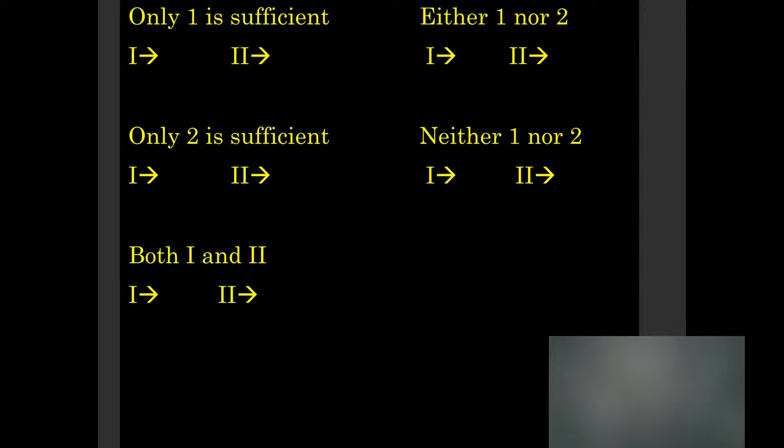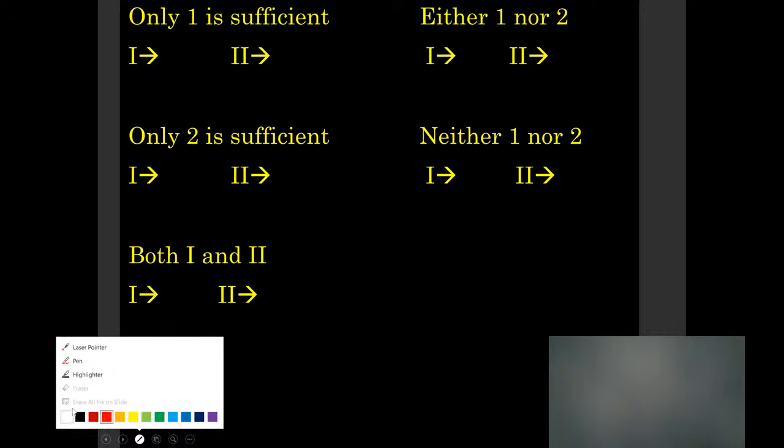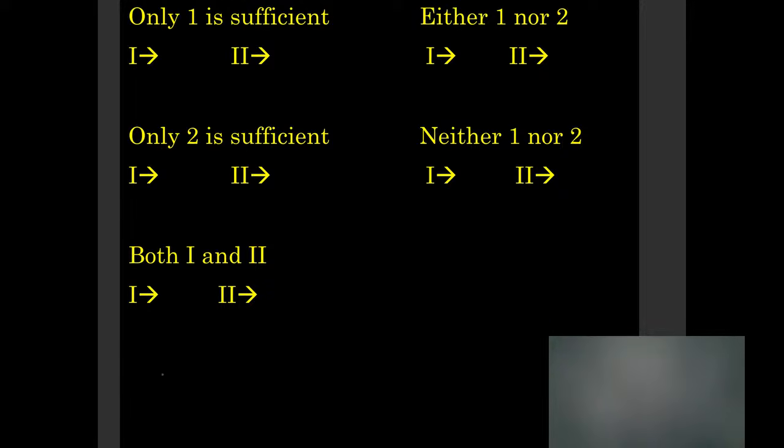Okay, so only one alone is sufficient. We should choose that when, first, if you observe, only one alone is sufficient means suppose from the first statement we are getting the answer, from the second statement we are not getting the answer. In this scenario, we should be selecting only one is sufficient as our answer. Next, only two is sufficient. From one we are not getting the answer, from two we are getting the answer. In that scenario, we should be taking only two is sufficient as the answer.